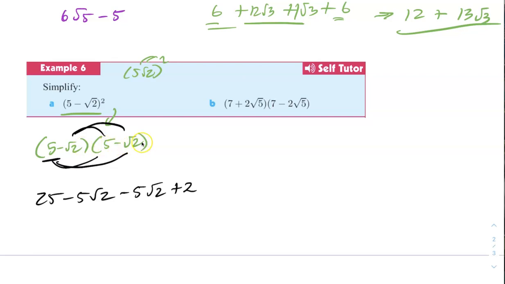Rad 2 times rad 2 is rad 4, or 2. Anyway, from here you can add up like terms, add up those, and add up these, and I get 27 minus 10 rad 2. There you go.